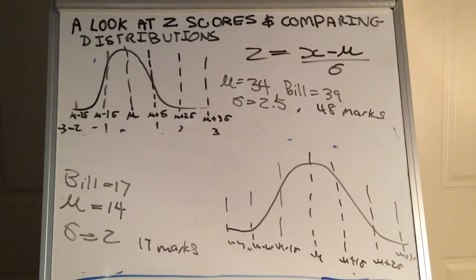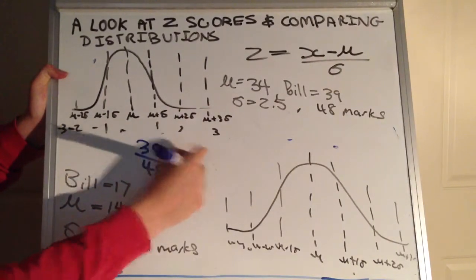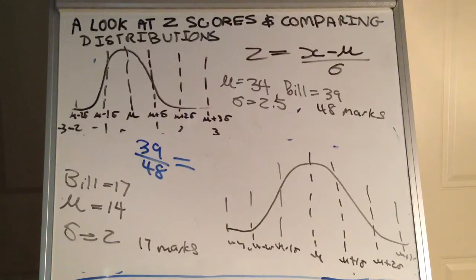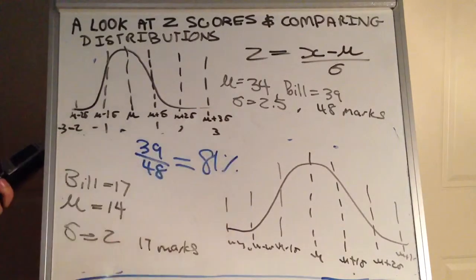Okay, so percentages, let's go and see. Bill got 39 out of 48 for his maths test. So let's have a look at his maths test percentage. Again, we just simply go to our calculator. 39 divided by 48 is 81%. So he did okay-ish.